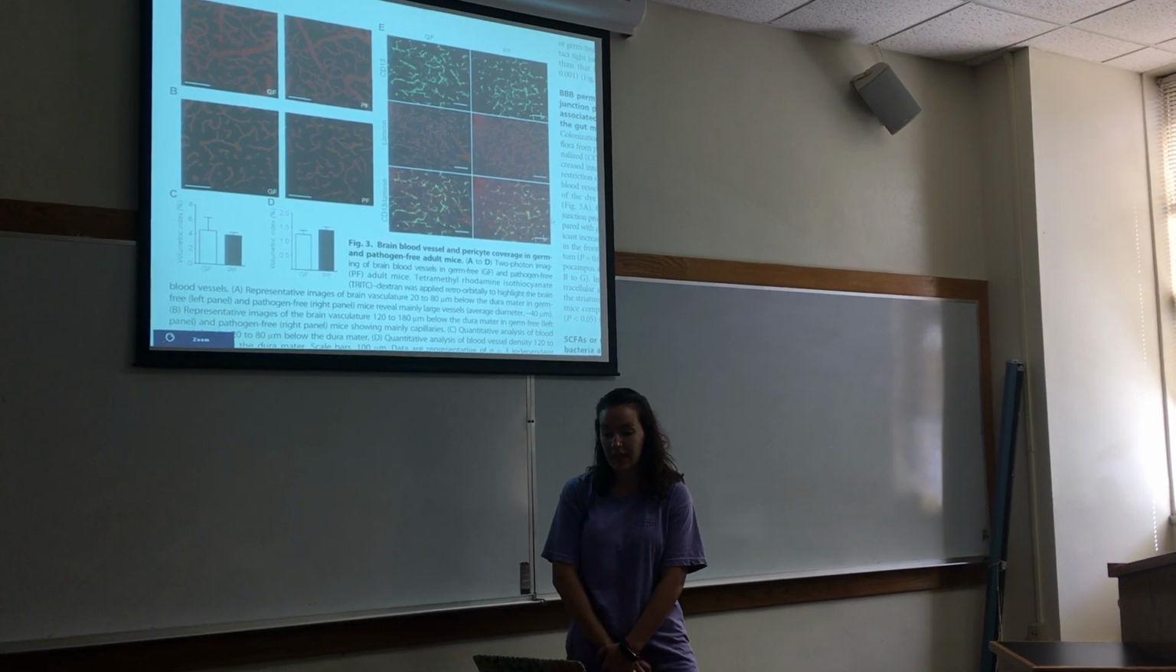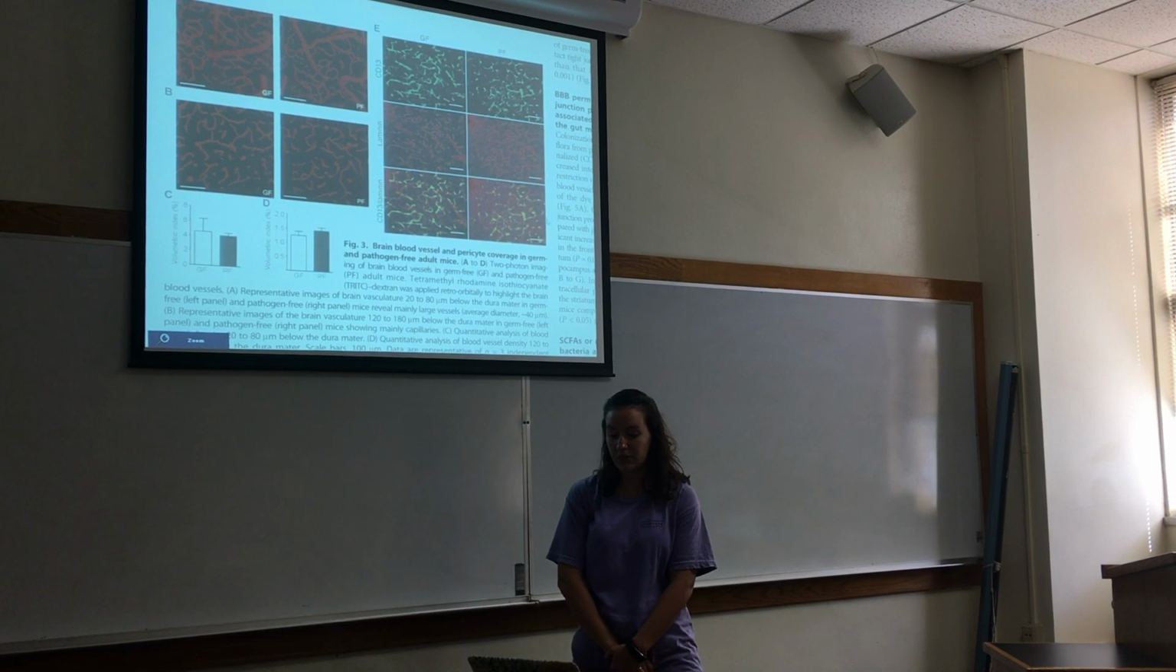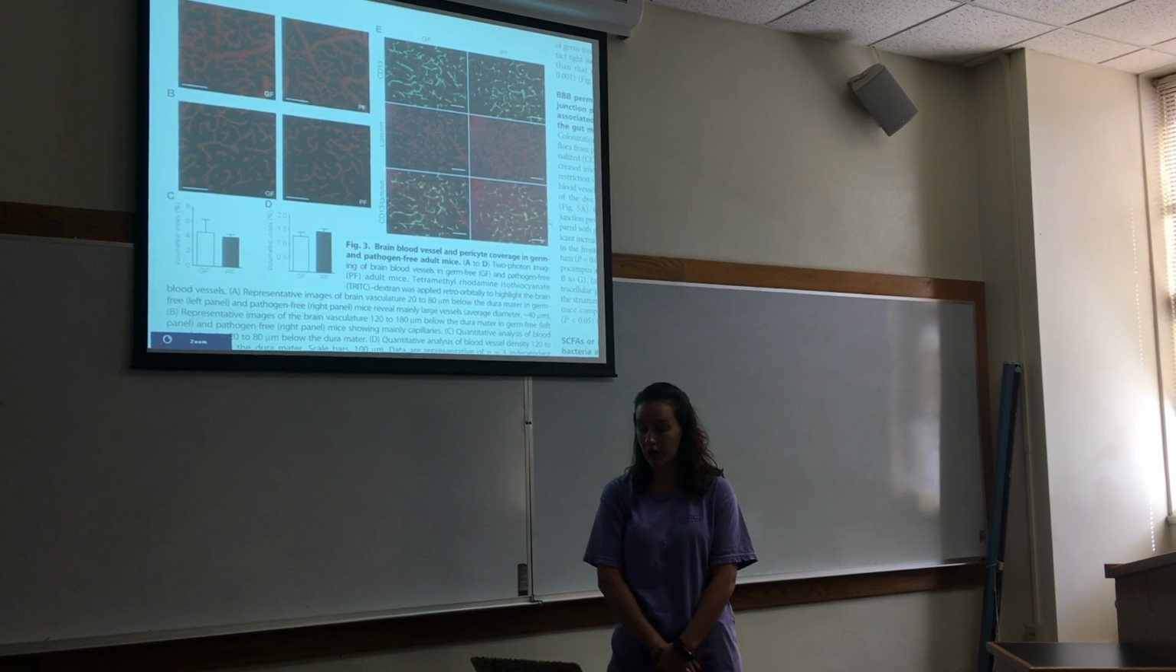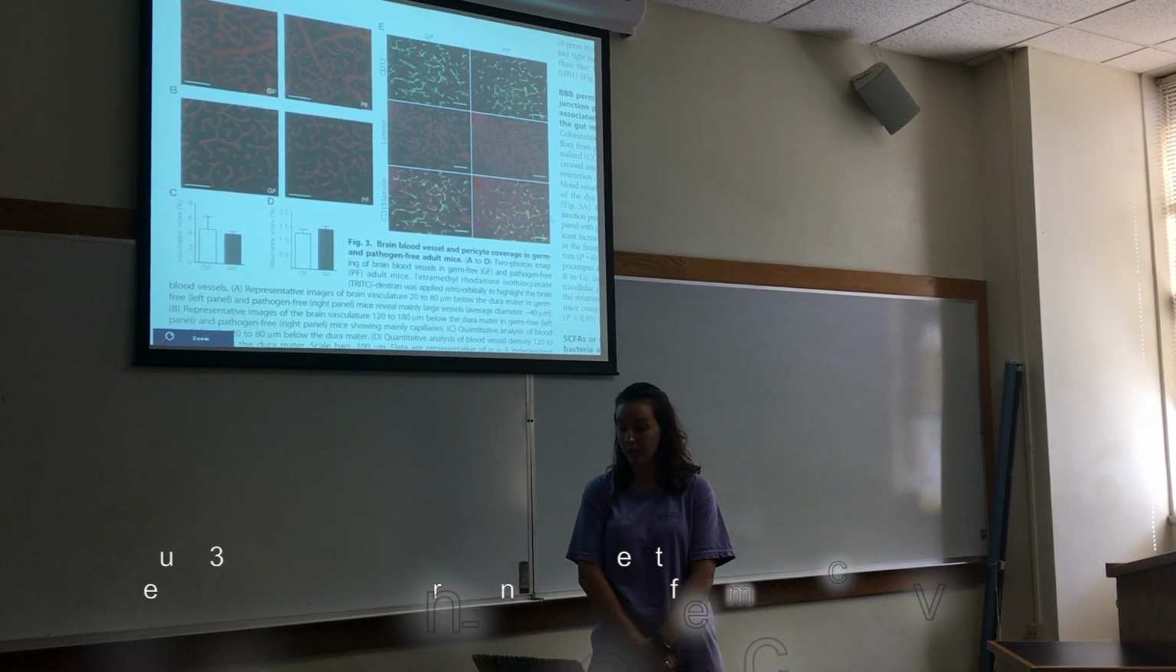In figure 3, the scientists are looking at the blood vessels in the subdural space, which is the potential space below the dura mater, which is the tough outermost layer of the brain.